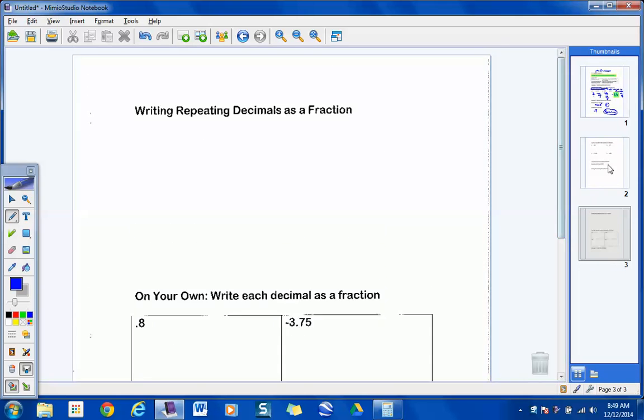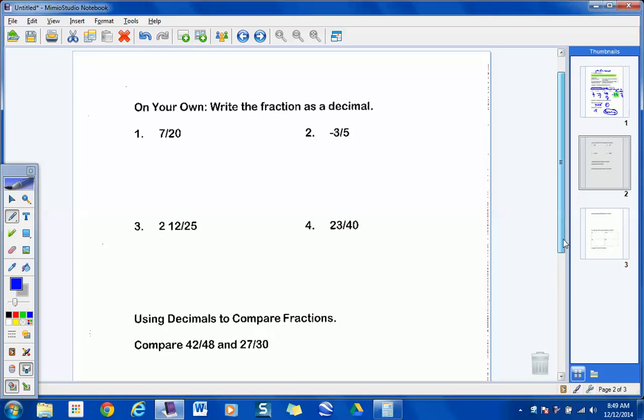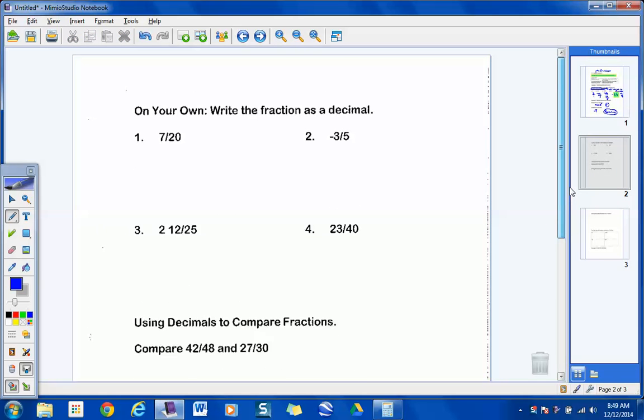What are you doing? There it is. All right, 7 over 20. What did you guys get? 0.35. Negative 0.6 for number 2.